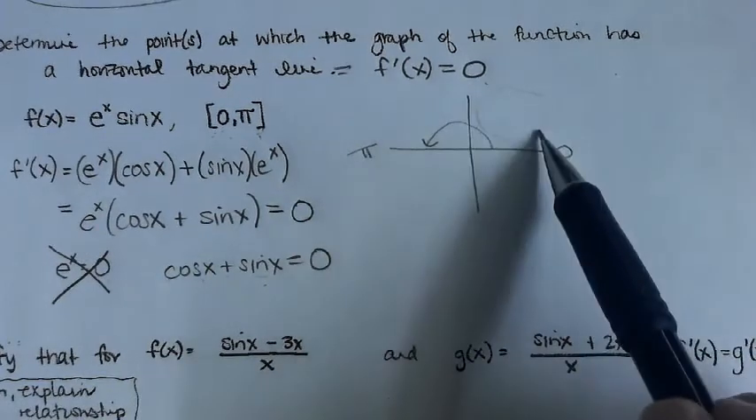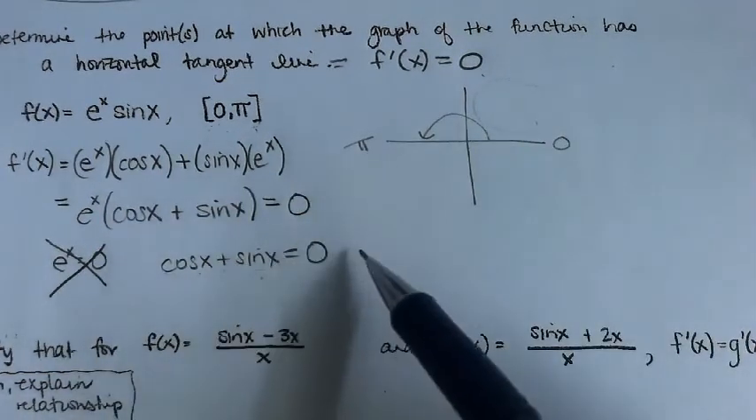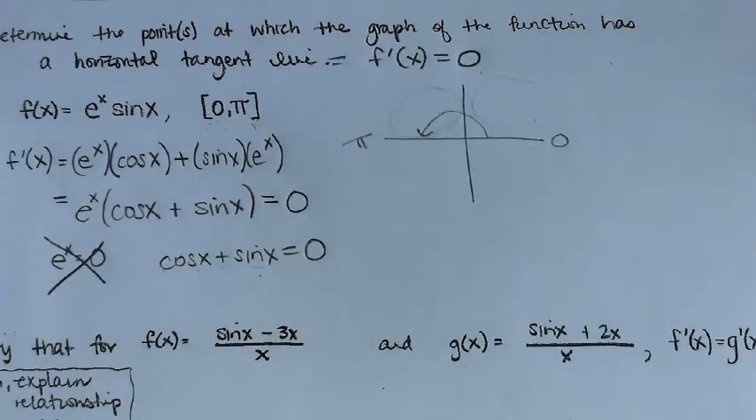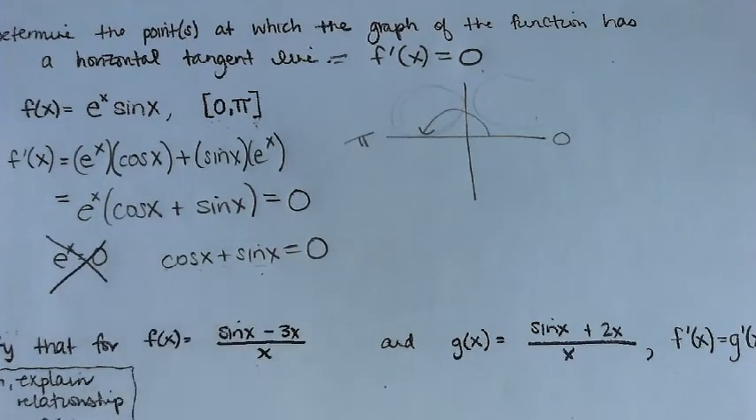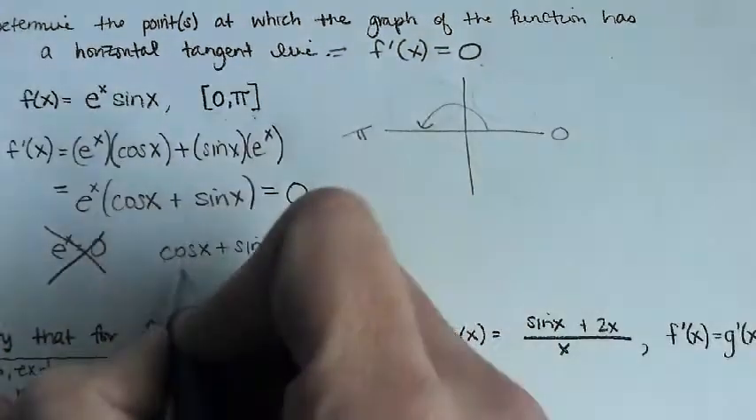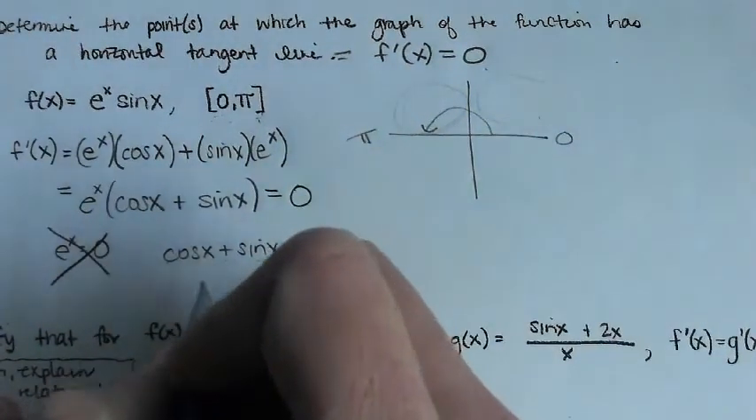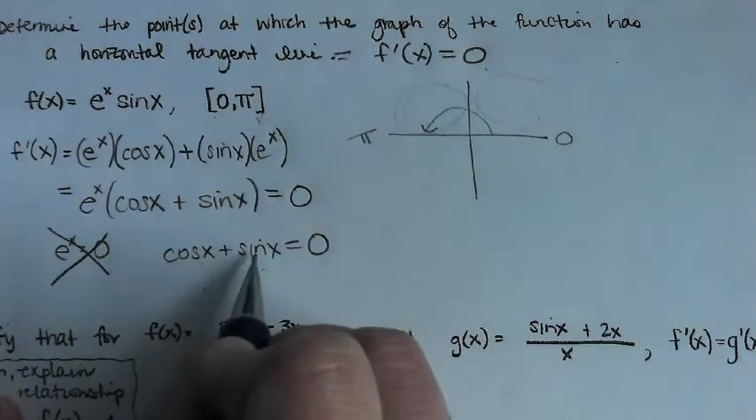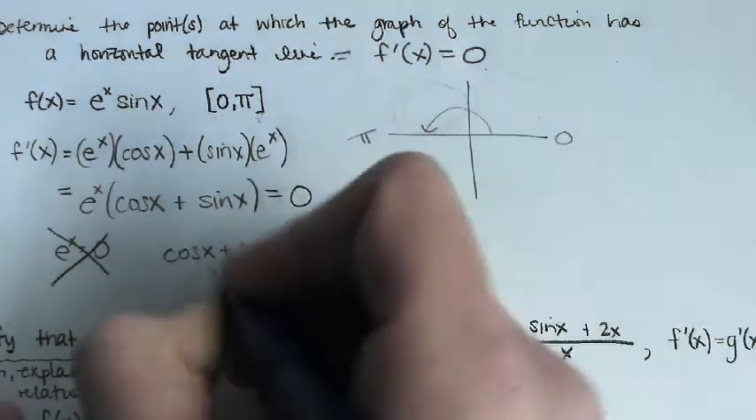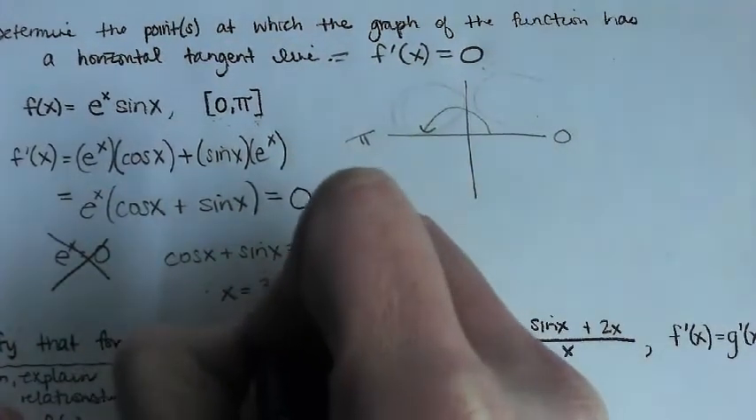First, because everything's positive there, and a positive plus a positive will never equal 0. So where would we be in the second quadrant where the cosine and the sine have opposite values? Liam? 3 pi over 4. Okay? Cosine of 3 pi over 4 is negative radical 2 over 2, and the sine of 3 pi over 4 is positive radical 2 over 2. So x equals 3 pi over 4.